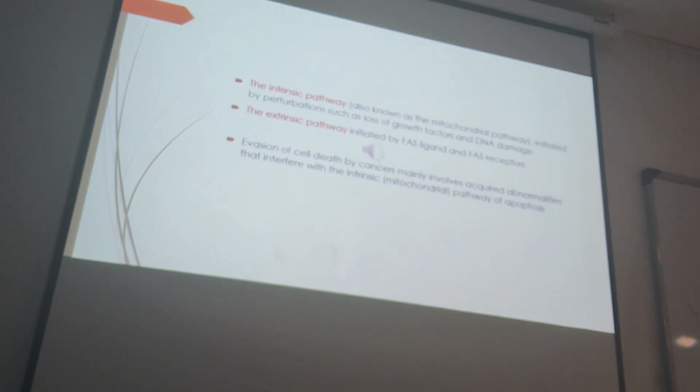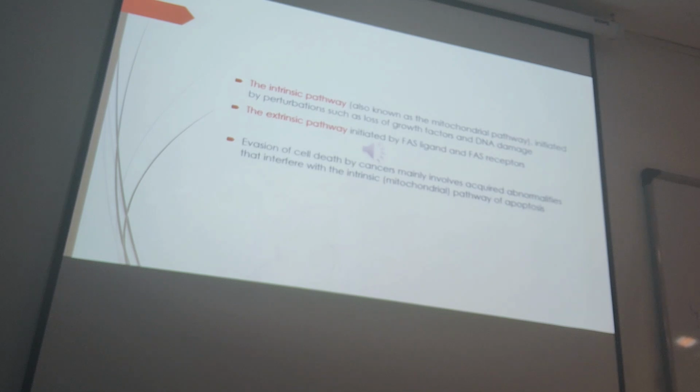The intrinsic pathway, also known as mitochondrial pathway, is initiated by perturbations such as loss of growth factors and DNA damage, but the extrinsic pathway is initiated by another ligand and receptor that we call Fas ligand and Fas receptor. So Fas ligand and Fas receptor can start the extrinsic pathway, but some DNA damage and loss of growth factor can start the intrinsic pathway.